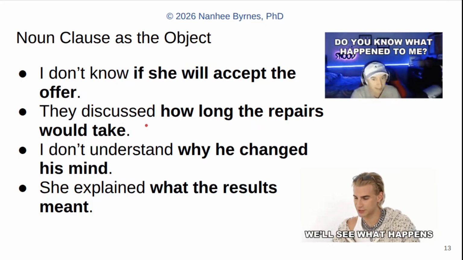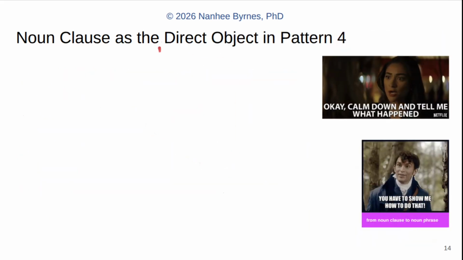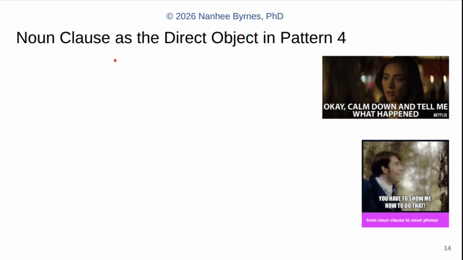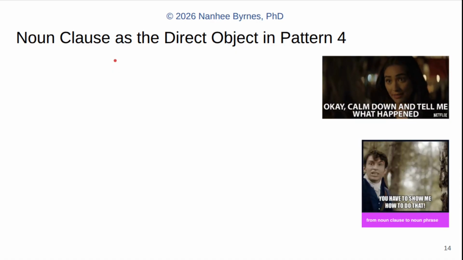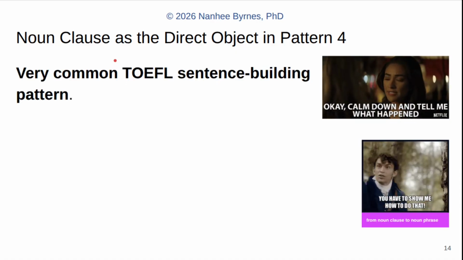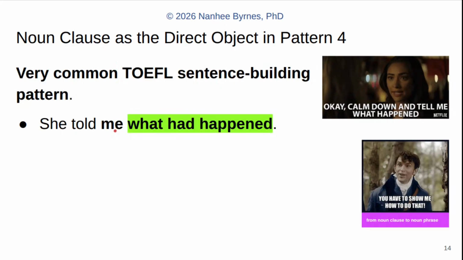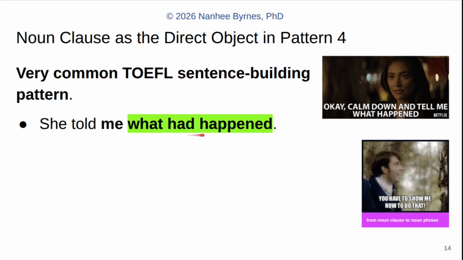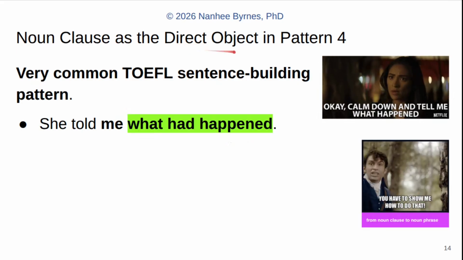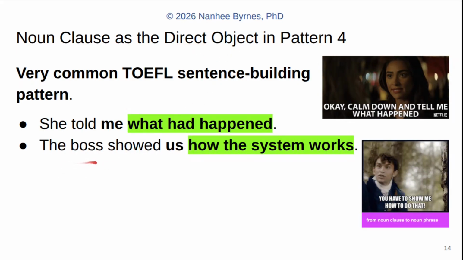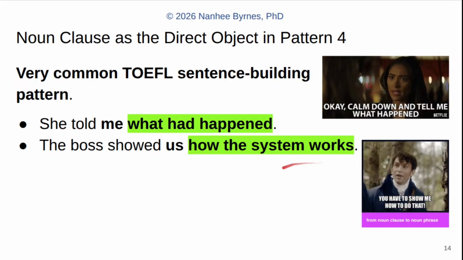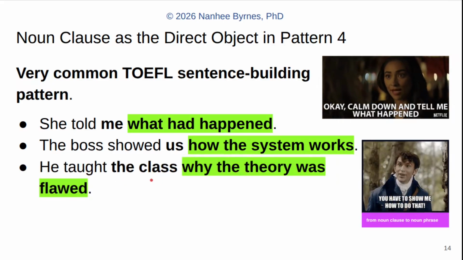Noun clauses also frequently appear in pattern 4 sentences, where there is an indirect object and a direct object. This is a very common structure in TOEFL sentence-building questions. For example, she told me what had happened. In this sentence, me is the indirect object, and what had happened is a noun clause functioning as the direct object. Another example is, the boss showed us how the system works, or he taught the class why the theory was flawed.